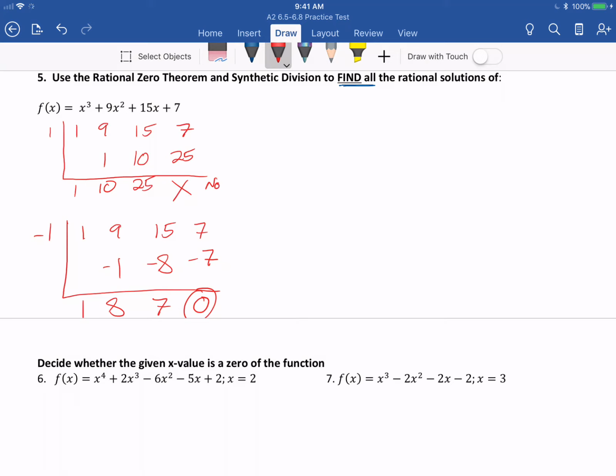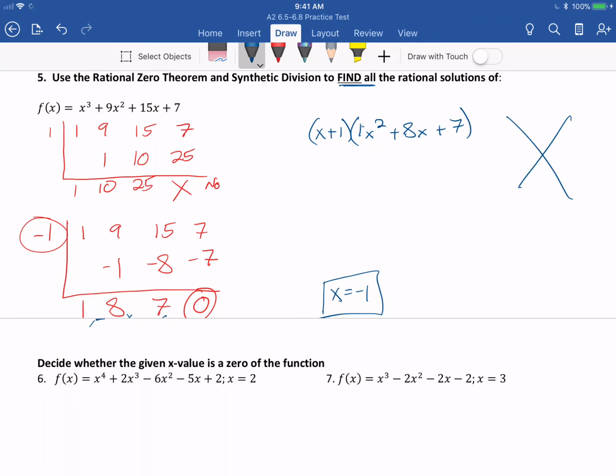Okay, so now if -1 is one of my answers, I know that in my answers I'm going to have x equals -1, somewhere in there. So if -1 is one of my answers, that means x plus 1 is one of my factors. And then I have my constant, my x, and my x squared. So now I have 1x squared plus 8x plus 7. And now I have to factor this guy.